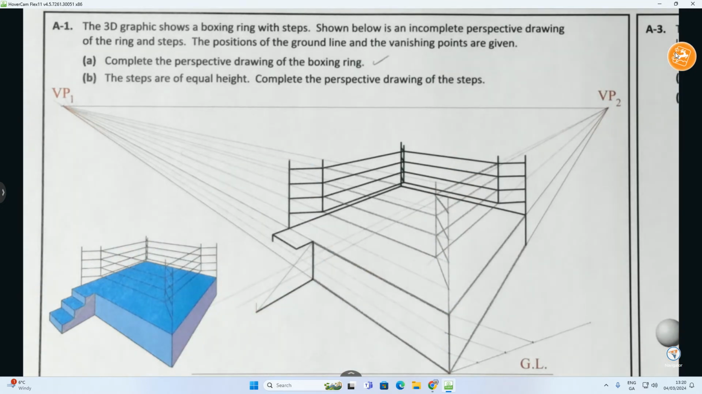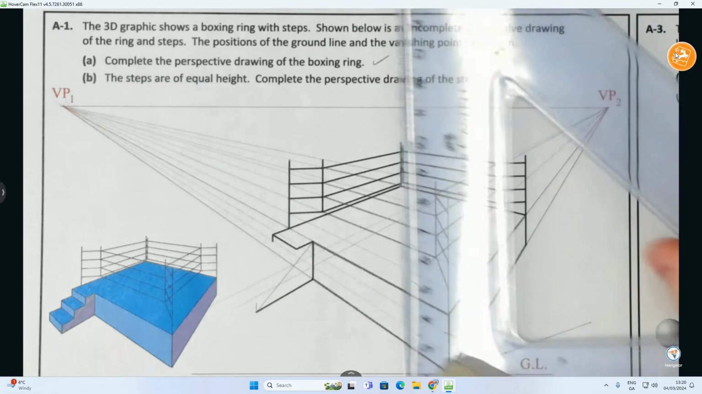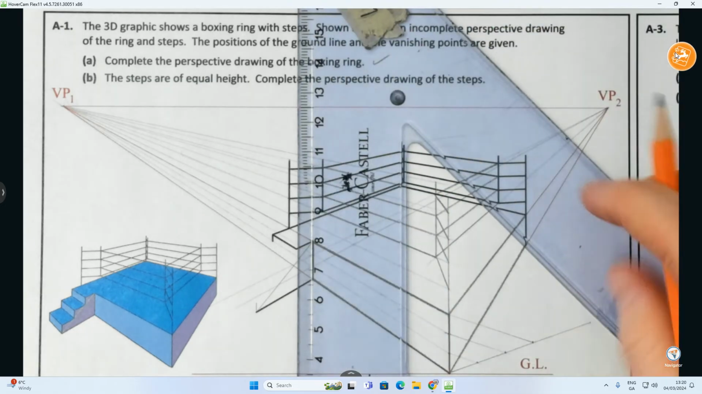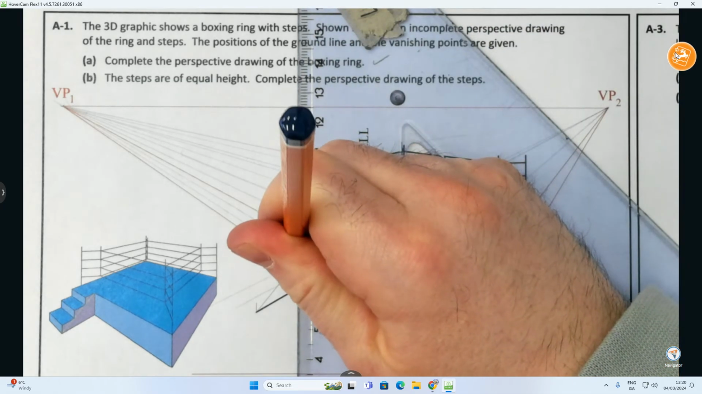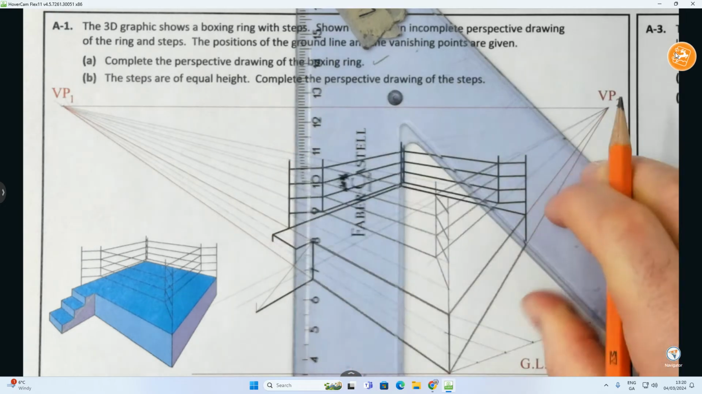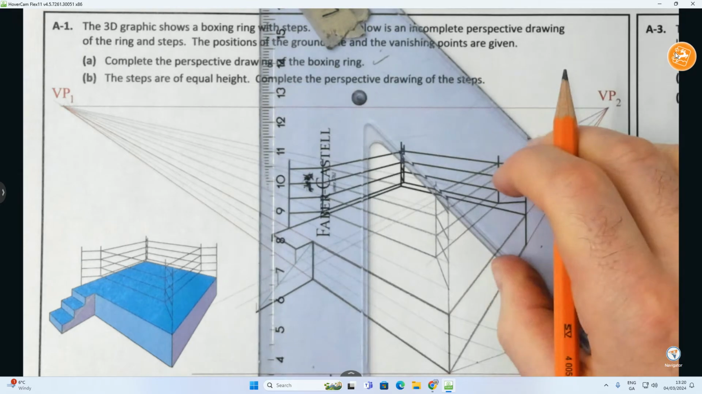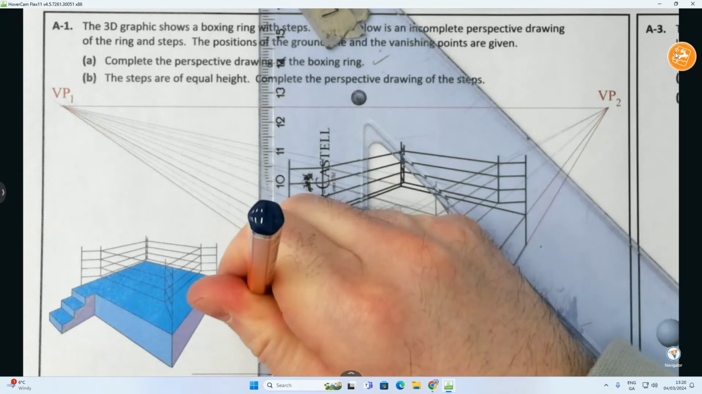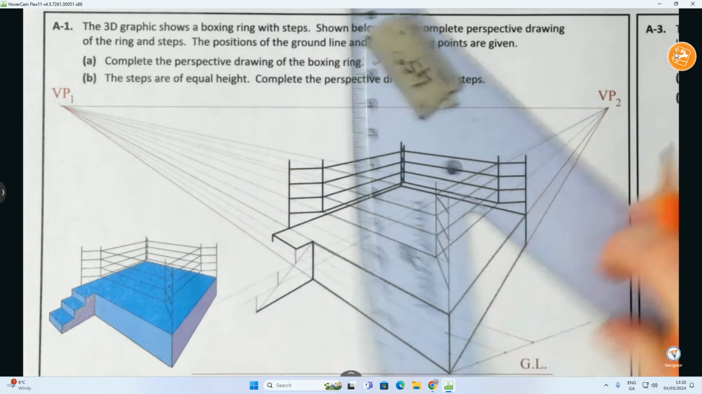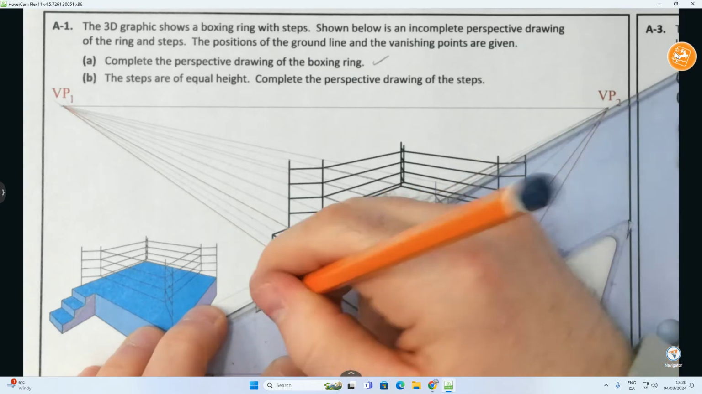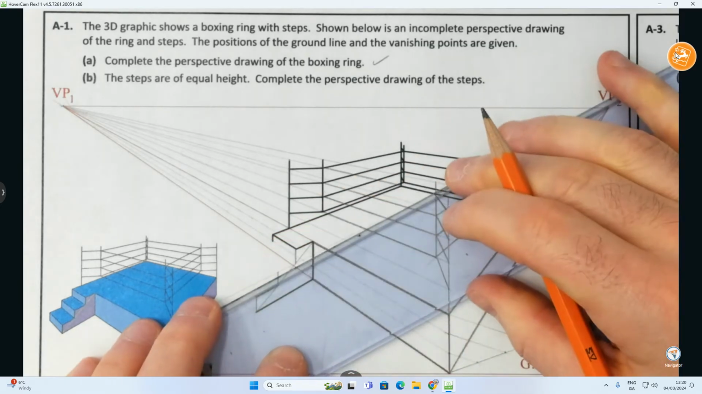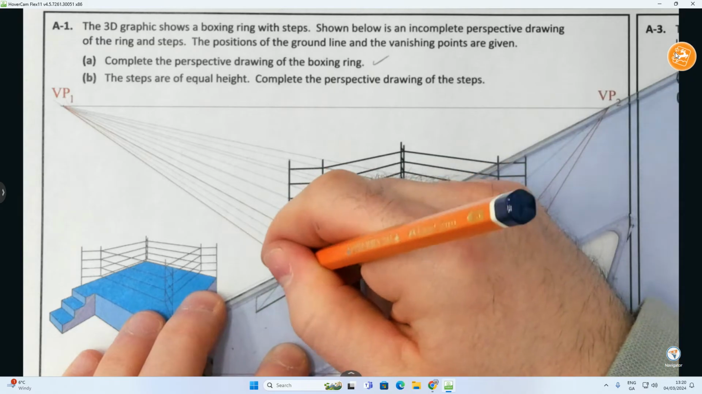So by vanishing through VP2, we'll see what my accuracy is like. Yeah, it's pretty good. I'm happy with that. So there's the first step. The second step will be where this one goes through the diagonal line. And the third step is here. Okay, simply a case now of heavying in that little section.